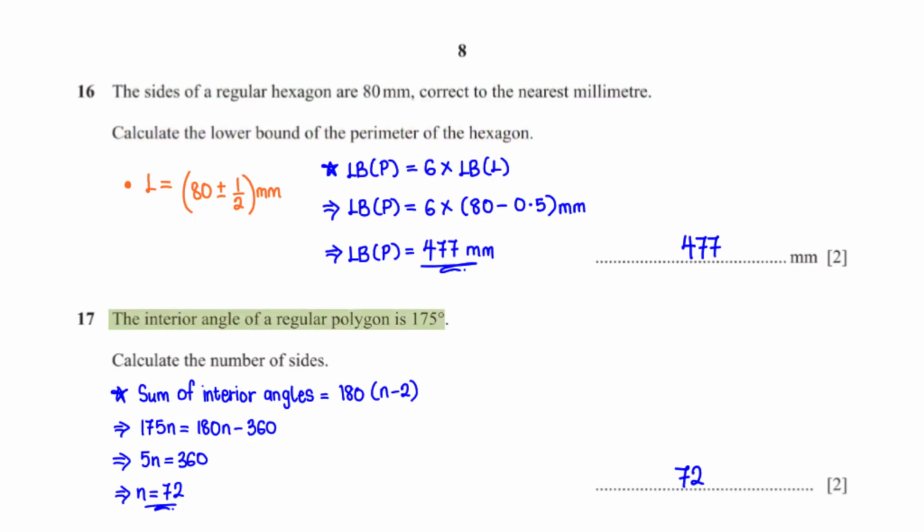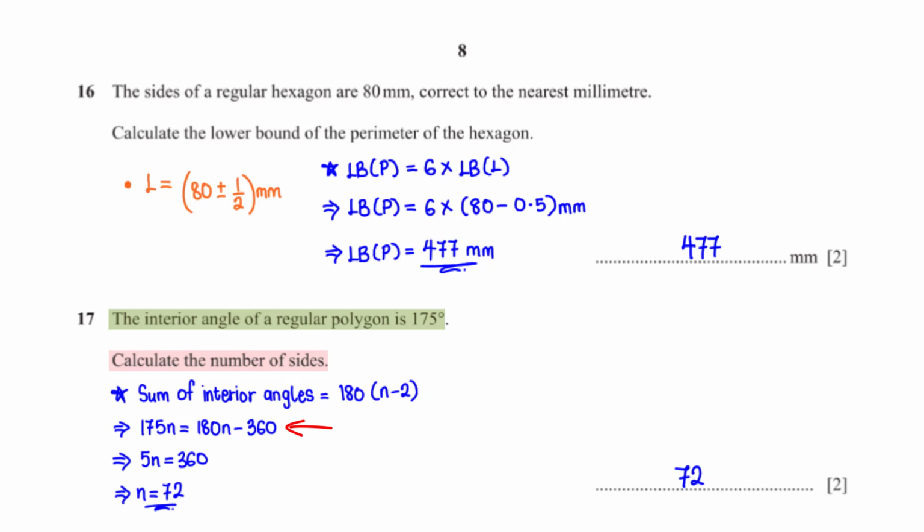The interior angle of a regular polygon is 175 degrees. Calculate the number of sides. First, we know the sum of interior angles in any polygon is 180 times n minus 2. All angles in a regular polygon are equal, and so the sum of the interior angles in this case will be the size of one of the interior angles, which is 175 times n.